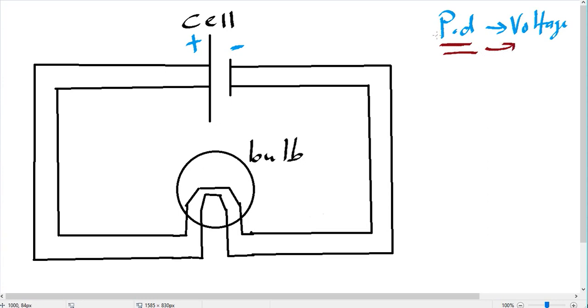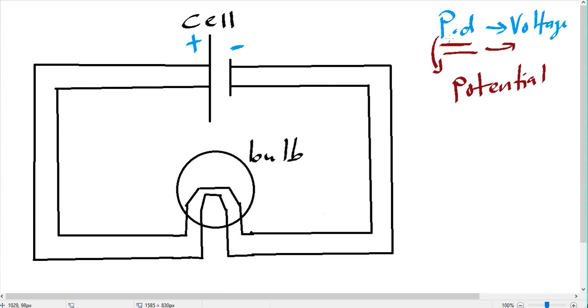Now, the word potential may already be linked to some stuff that you've been doing earlier in energy. So, potential energy, gravitational potential energy, elastic potential energy. Gravitational potential energy is something that is falling from a certain height. Elastic potential energy is when you stretch something, you're increasing the length. Pretty much talking about a certain difference there.